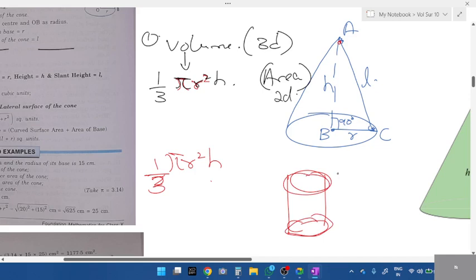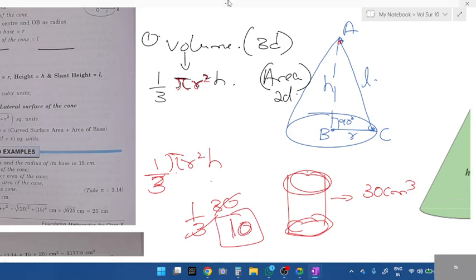So whatever answer you get for the cylinder, the cone is just one third of it. For example, if the volume of the cylinder is 30 centimeter cube, the cone will be one third. Anyways, pi r square h is the same. I'll just take this 30. Look here, it is just one third, which is nothing but 10 centimeter cube. Okay, cone is just one third of a cylinder, students. Remember that the cone's volume is one third of the cylinder.